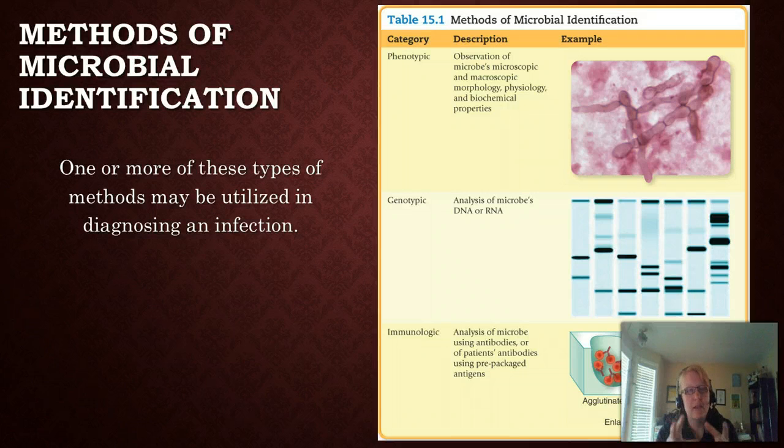There are three types of methods that we use for microbial identification. These are phenotypic, which is a lot of what you've been doing in the lab this semester, and we'll talk about this in topic 2 lecture. Genotypic, where we look only at the genes of the microbe, is topic 3. And immunologic is topic 4. You've done a little bit of those if you've taken A&P, or will when you take A&P.